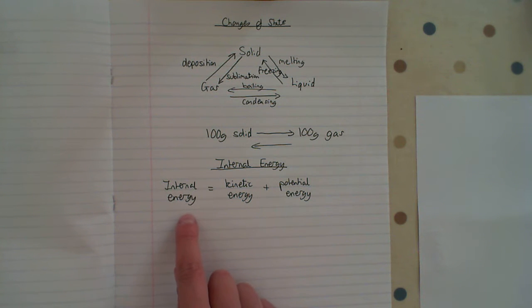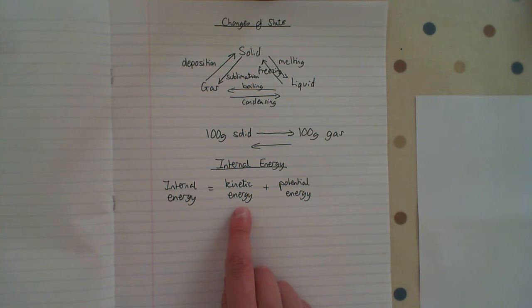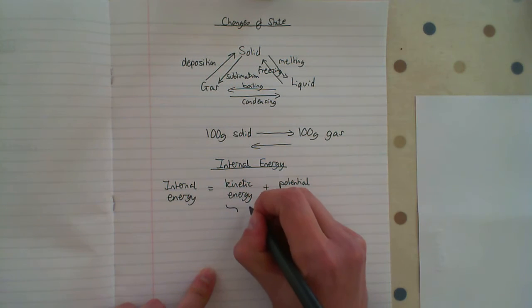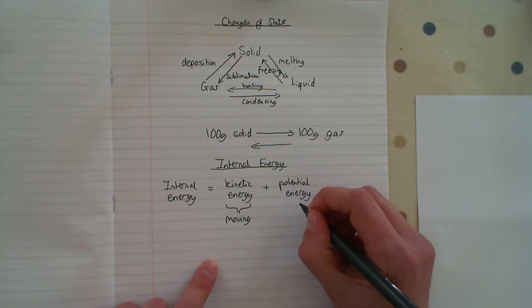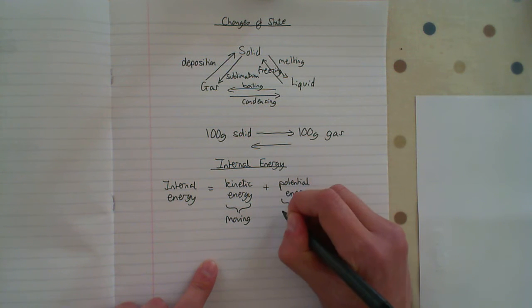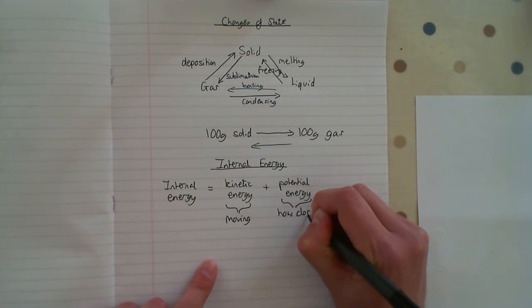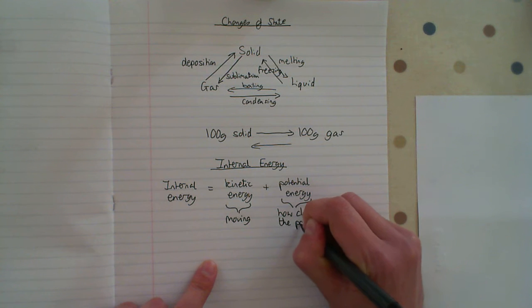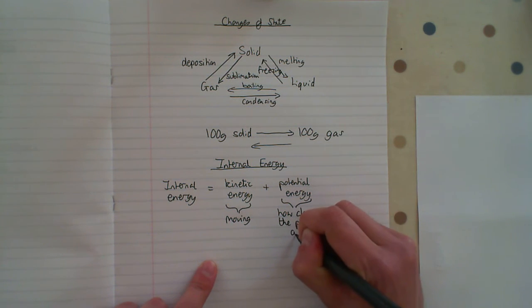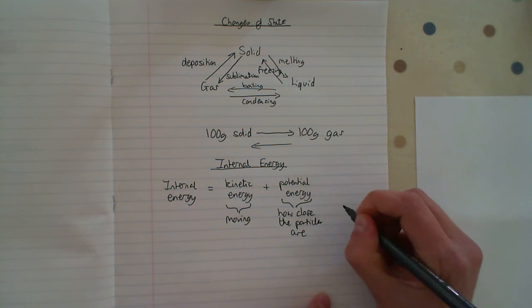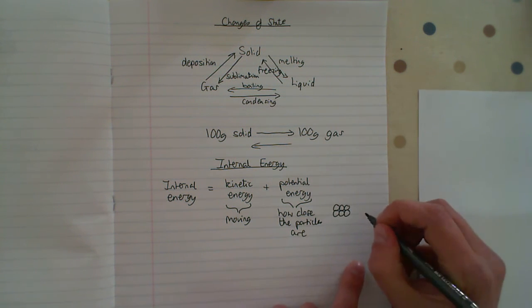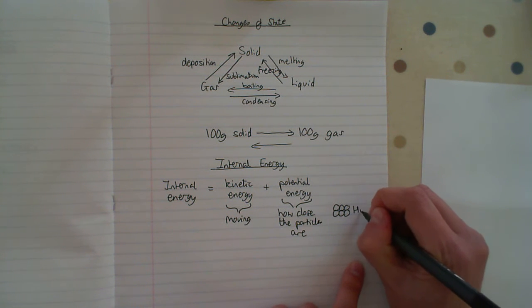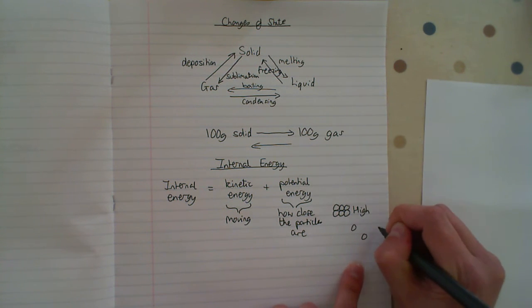Internal energy is simply the kinetic energy, how much the particles are moving, plus the potential energy, how close the particles are together. So kinetic energy is how much the particles are moving, and the potential energy is how close the particles are. For example, a solid has very high potential energy. The particles are all really close together, and in a gas they've got low potential energy because they're far apart.